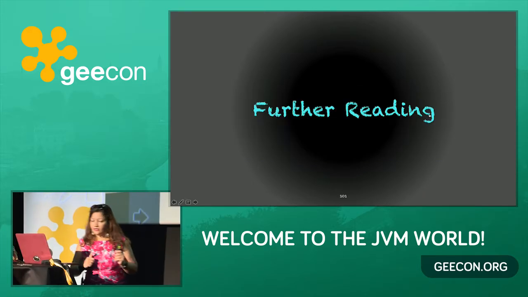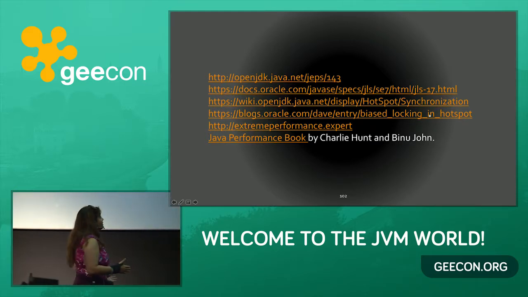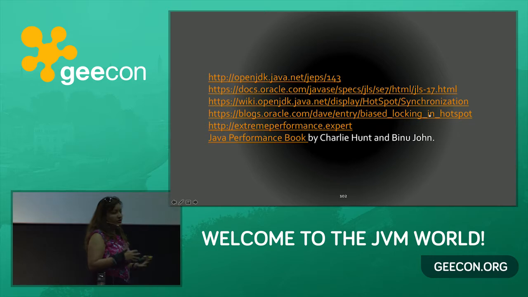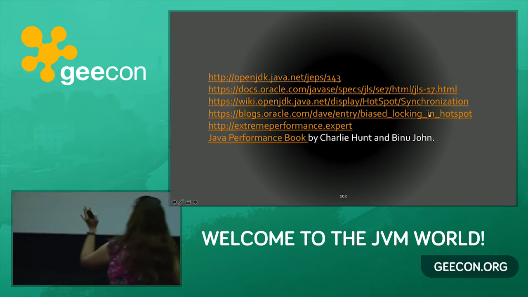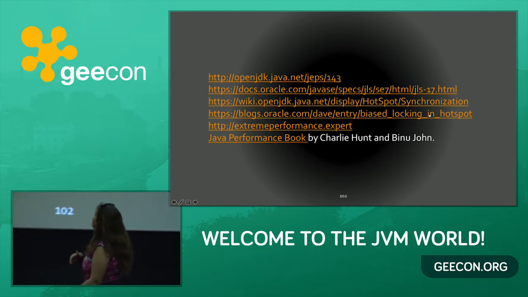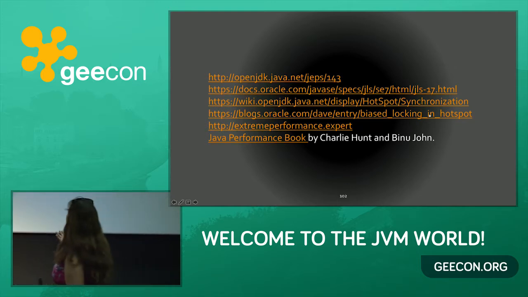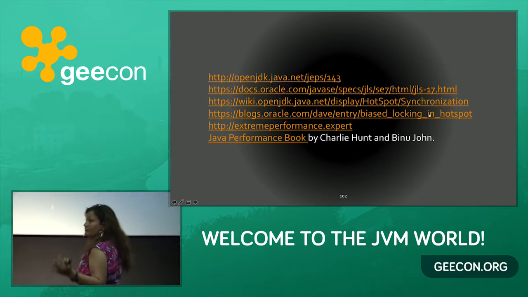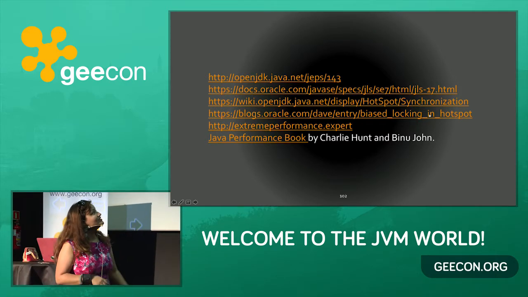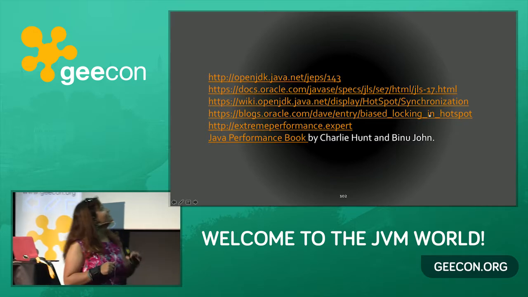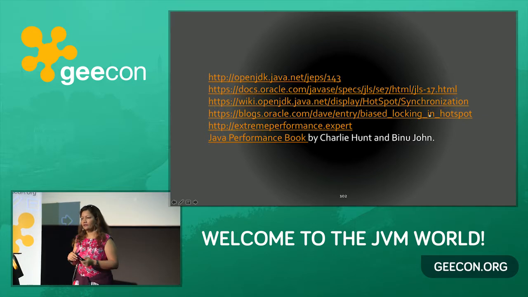Further reading, I had to read all these things. If you feel like reading it, please go ahead. If you're interested in reading about biased locking and HotSpot, which is the Java virtual machine, then go to that link over there. There's a great Java performance book by Charlie Hunt and Binu John. If you're interested in Java performance at all, please read the book. If anybody is interested in reading about synchronization, there's a link for that. There is a link for the JLS spec. Go have fun. And of course the JEP that all this was based on is right there as well.